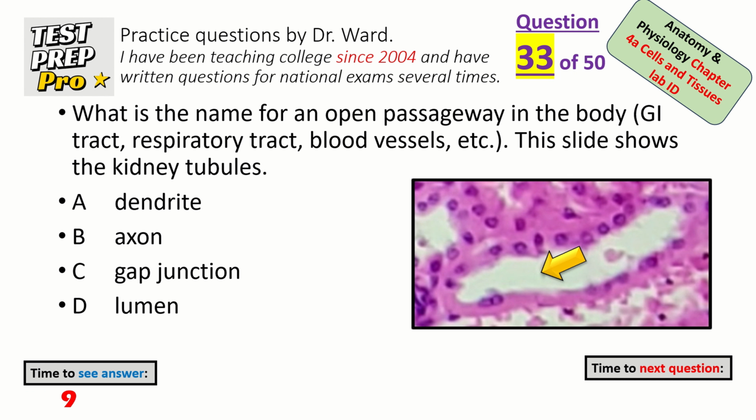What is the name for an open passageway in the body, like the GI tract, respiratory tract, etc.? And this slide shows specifically kidney tubules. It's a lumen. So a lumen just means passageway, small passageway.